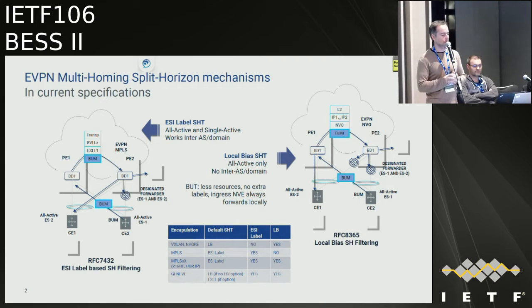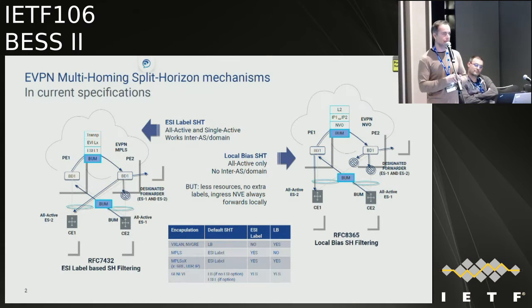There are two ways of doing it. The first one is the ESI label based split horizon type, and the second one is what we know as the local bias split horizon type. The first one relies on an ESI label. In other words, when CE2 sends BUM traffic to P1, P1 needs to insert an ESI label at the bottom of the stack that identifies the source ESI. When that gets to PE2, based on that ESI label, PE2 can filter and avoid sending the traffic back to CE2.